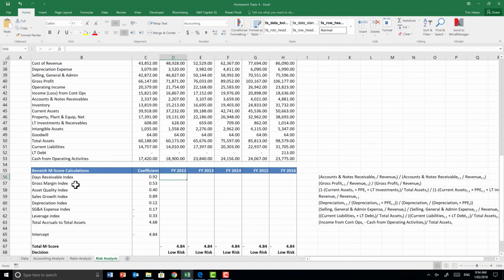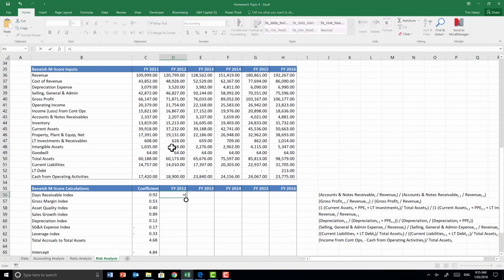So again, to calculate the days receivables index, just be careful because it's super easy to make a mistake in this case. So I'm going to press enter, and then open up a bracket. So equals, open up a bracket, and I'm going to take accounts and notes receivables in this year, divided by revenue in this year. Close the bracket, divided by, open up bracket, accounts and notes receivables last year, divided by revenue last year. Close the bracket, and we get the score 0.86.